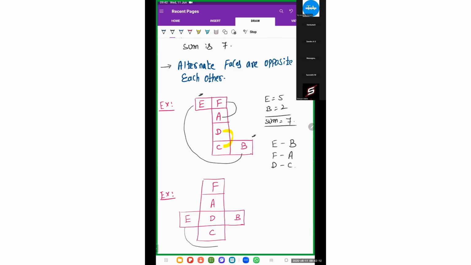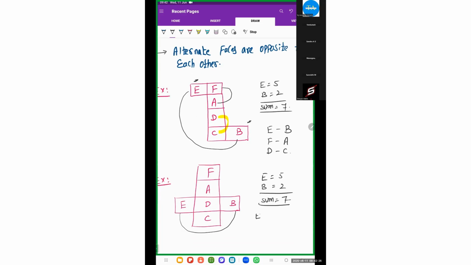E is equal to 5 and B is equal to 2. Together the sum is 7. So E opposite is B. Then F opposite is A. Then D opposite is C. D opposite is C. Clear?